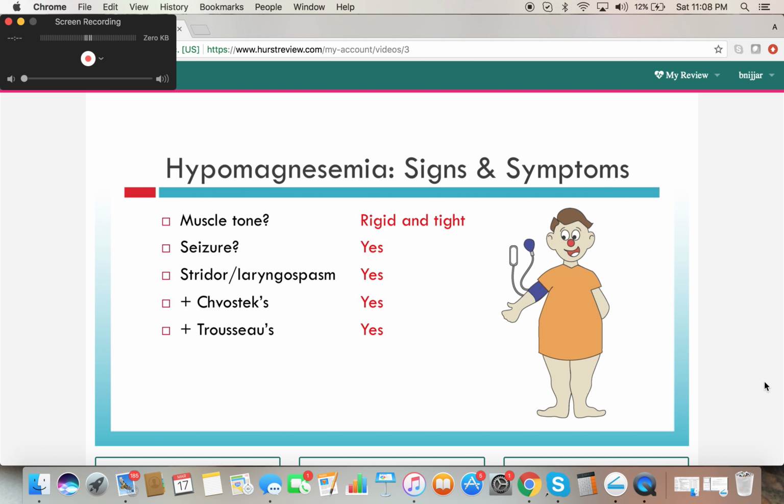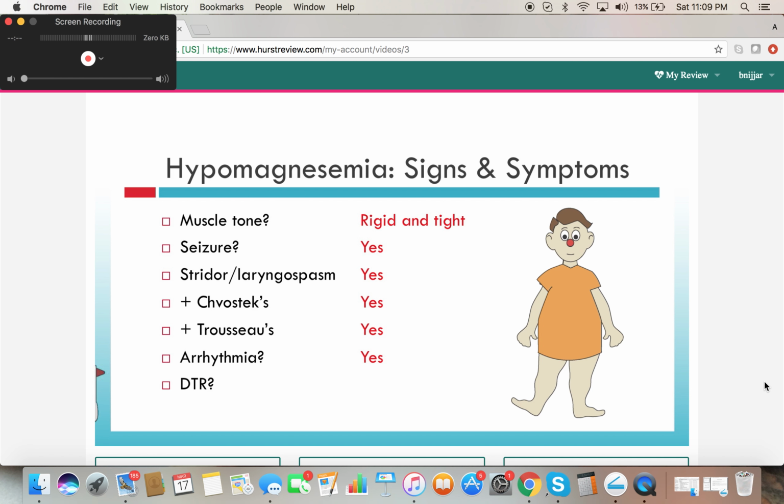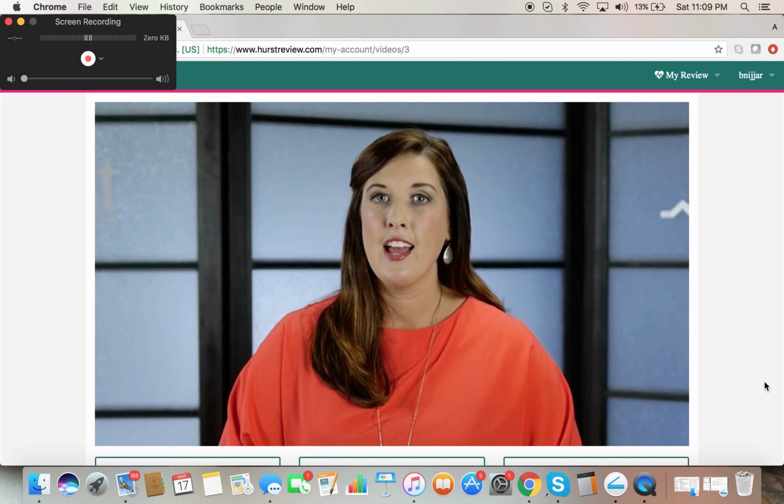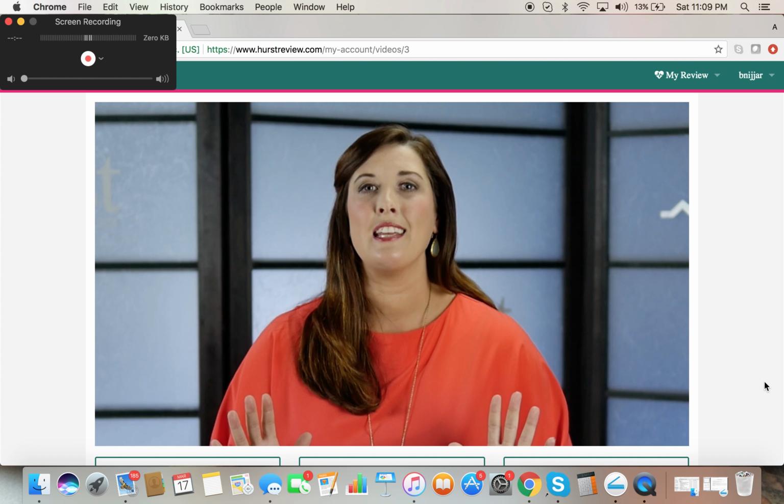Now, a positive Trousseau's is when you pump up the blood pressure cuff, and what does the hand do? It starts to tremor. Again, that's not normal. Could this person have an arrhythmia? Yes, because the heart is definitely a what? It's a muscle. Now, what are going to happen to their deep tendon reflexes? Increase or decrease? They're going to increase, absolutely increase. Now, mind changes. Y'all, that could be anything, couldn't it?